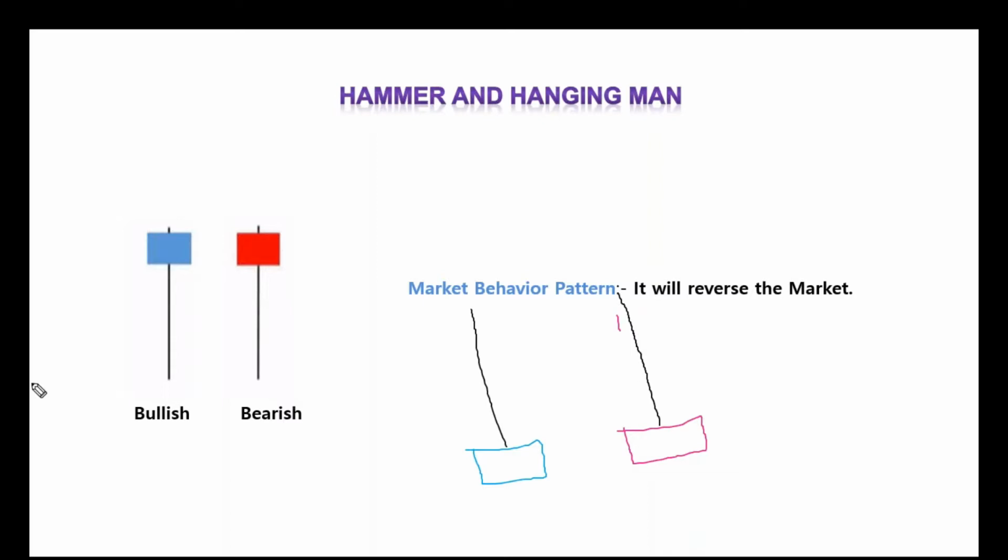If we see the sentimental analysis of this type of inverted hammer or shooting star, by the way, if it is created in an uptrend, it will be called a shooting star. If it is in a downtrend, it will be called the inverted hammer. So it is also a reversing kind of market situation.